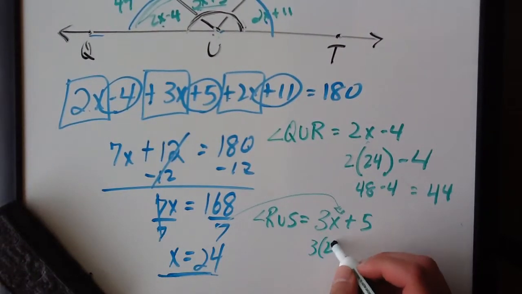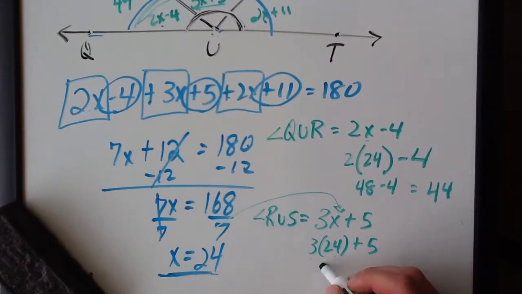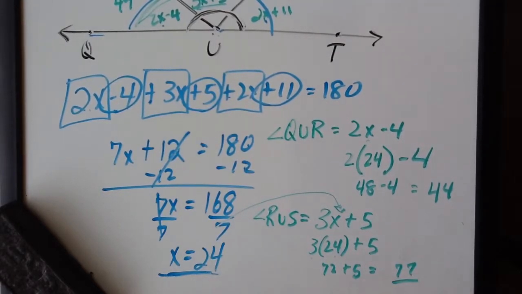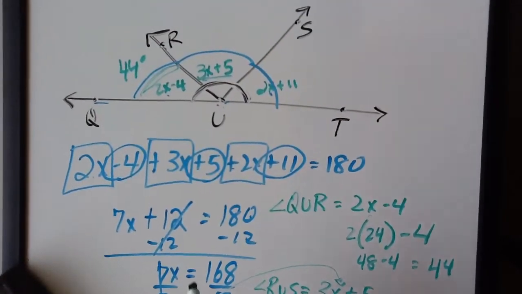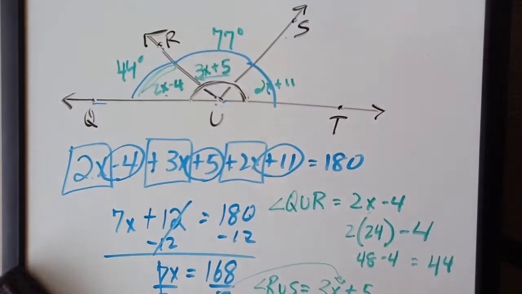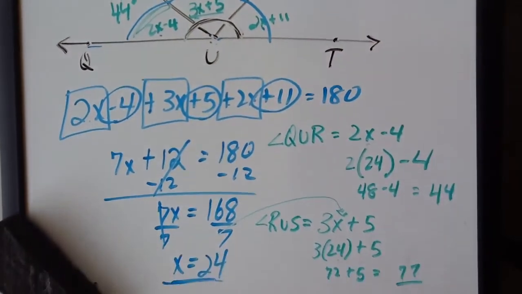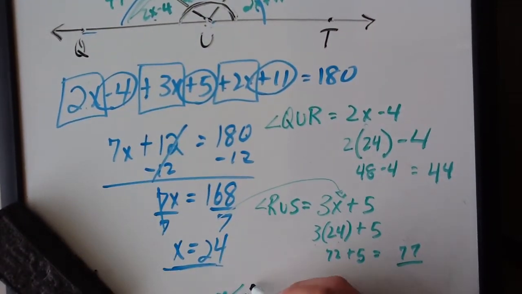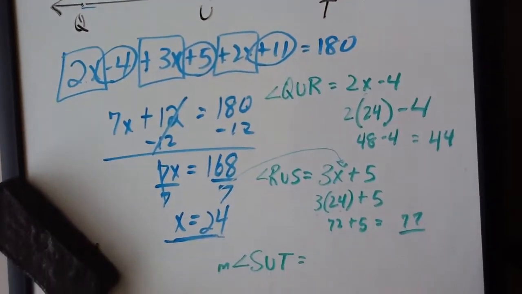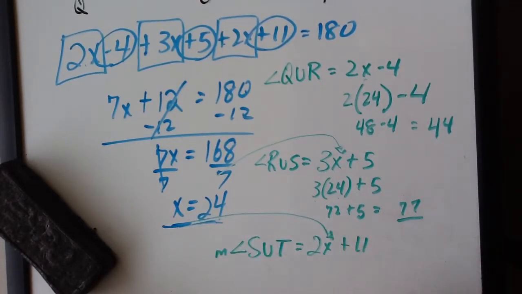So 3 times 24 plus 5. Well, 3 times 24 is 72, and 72 plus 5 is 77. So that angle, RUS, is 77 degrees. One more to go. I need to find the measure of angle SUT. Measure of angle SUT is equal to that expression, 2x plus 11. So 2x plus 11. Plug x into that expression.